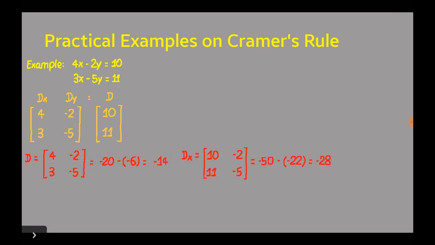Let's find Dx. 10 times minus 5 is minus 50, and minus 2 times 11 is minus 22. Minus 50 minus 22 equals minus 28. Then we find Dy: 4 times 11 is 44, and 10 times 3 is 30. 44 minus 30 equals 14.